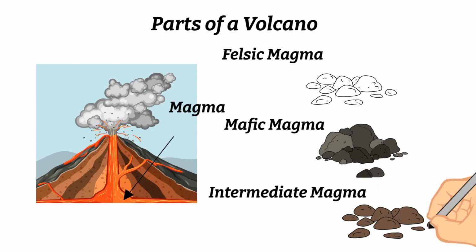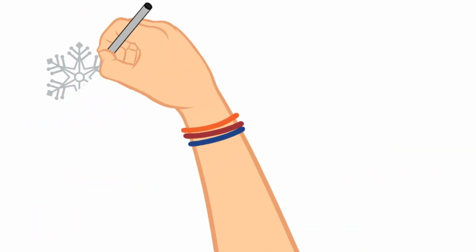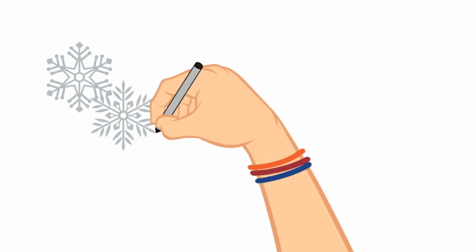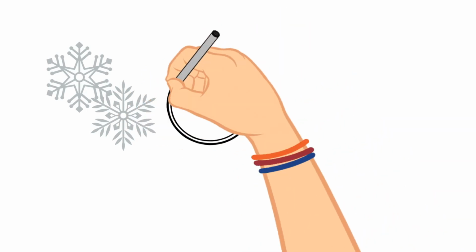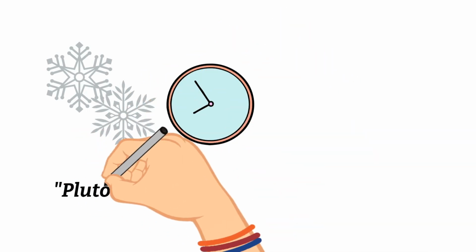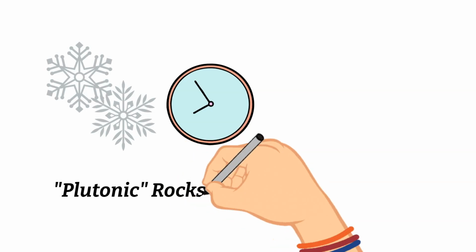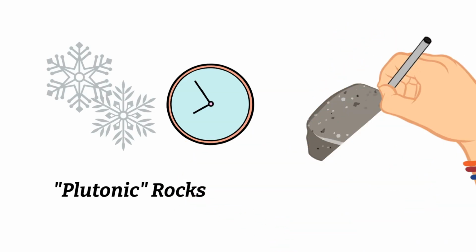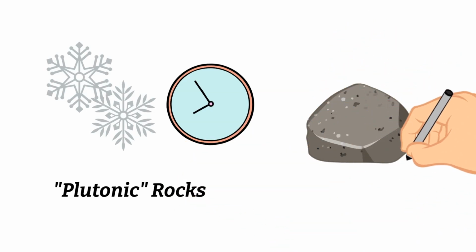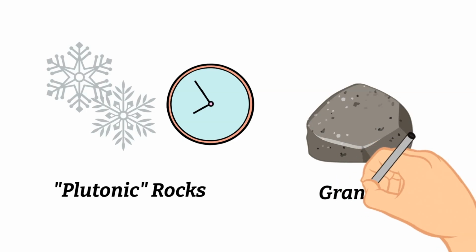Now, magma can become solid, and the way that this is done is usually by a slow cooling that happens far below the surface. This makes plutonic rocks such as granite. Next up, let's talk about the vent.